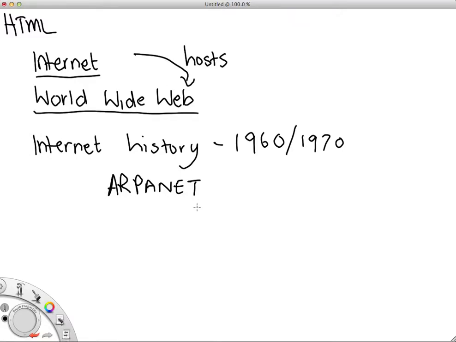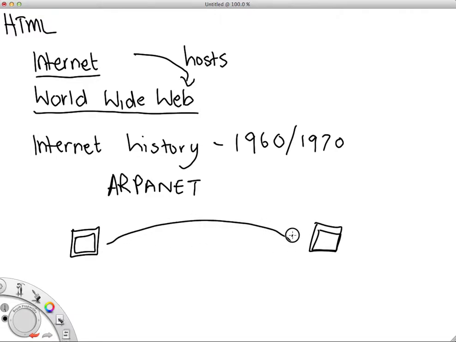ARPANET came up with this idea of linking all or sending packets between computers, and I don't mean literally physical packets, I mean data packets. So they came up with the idea of, okay, if I've got a computer here in England and I've got a computer here in America, I can send data from this computer to this computer. So we've got the UK and we've got the USA. They simply developed this concept of linking computers together throughout the world.